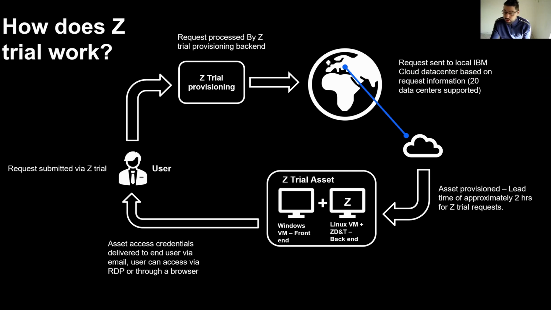Once that asset is provisioned and set up, it's all networked and all ready to roll. And that's then delivered to you via an email. You basically just get a link, you click on it, and you can get straight into the Z trial via a browser. You'll drop in on a Windows front end, and then it's all yours.